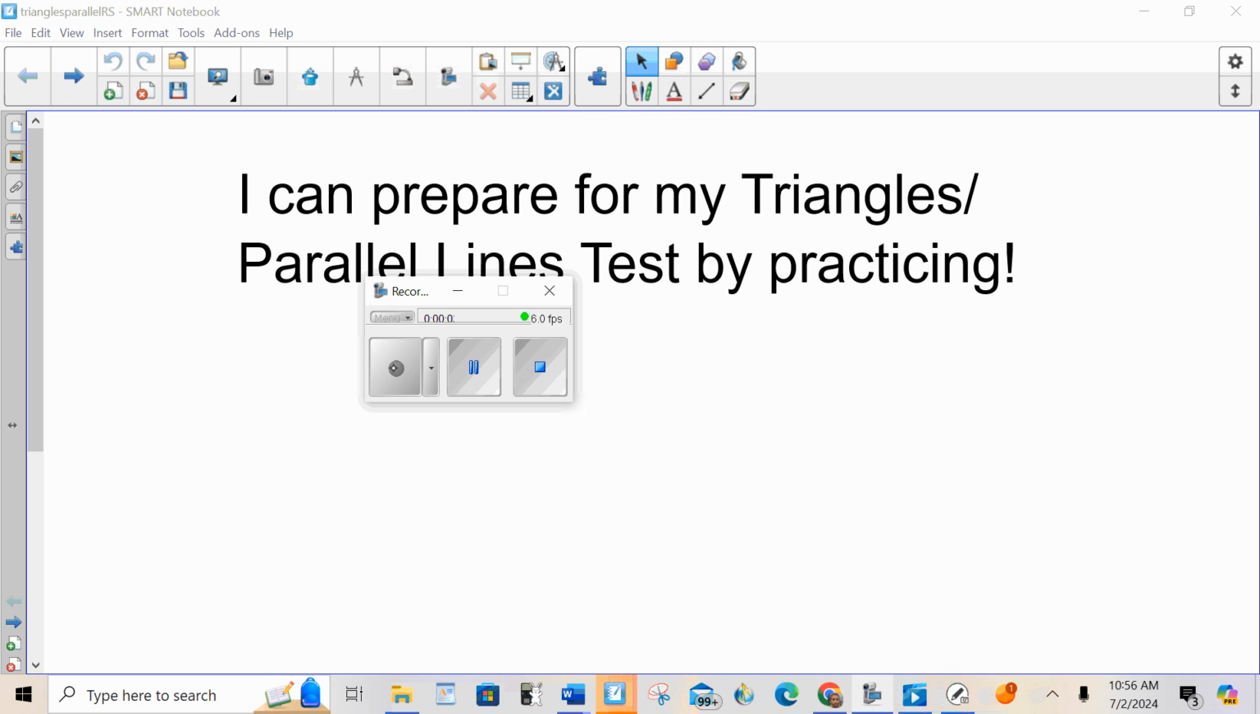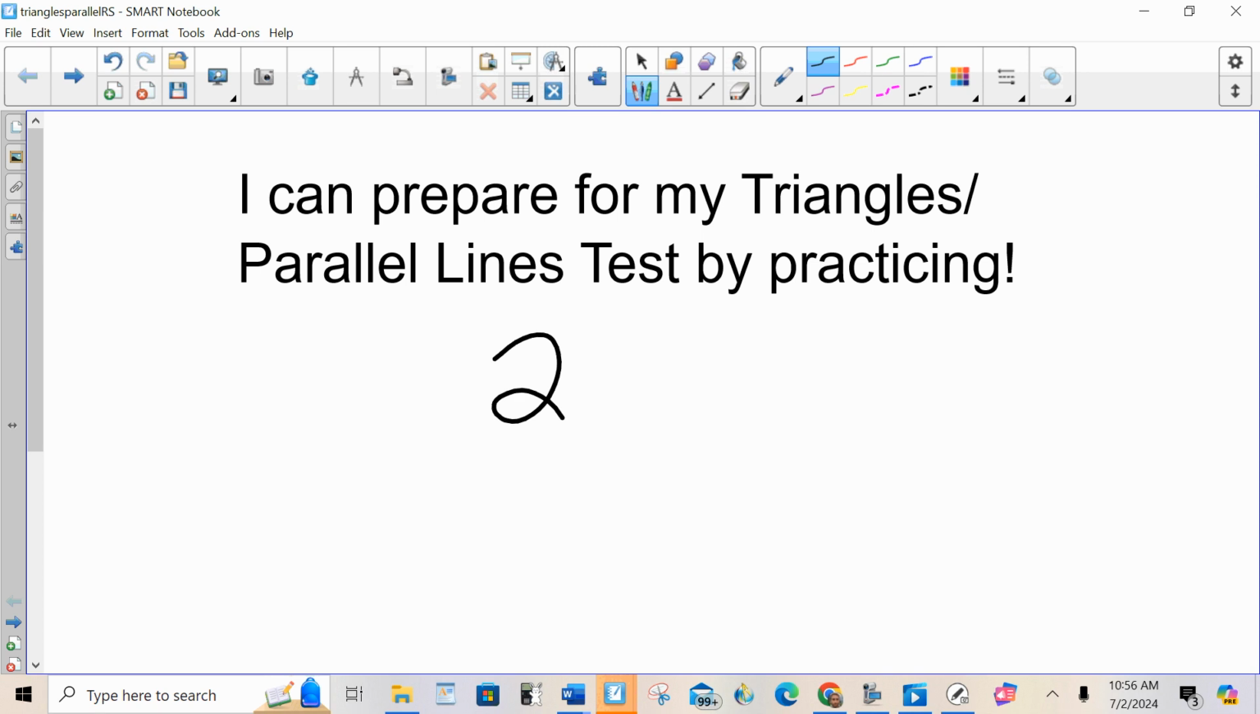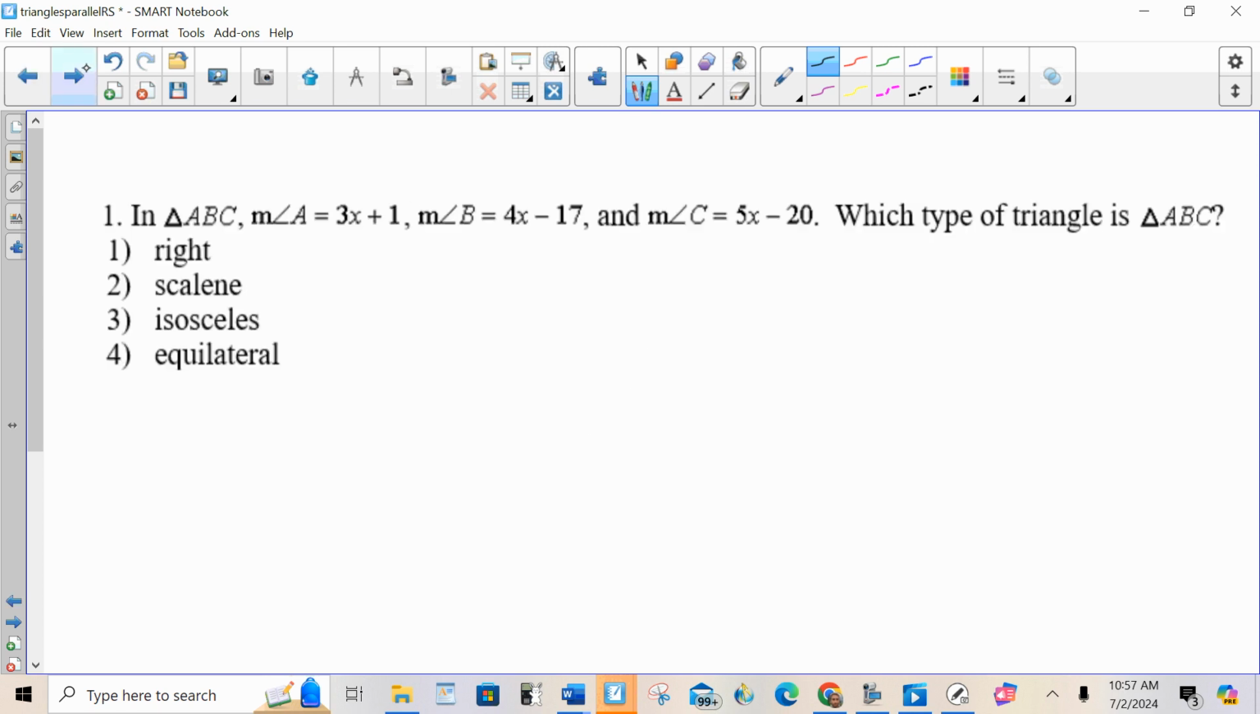Hello everybody. Today I can prepare for my triangle slash parallel lines test by practicing, and this is the 2024 version in case you're watching this in the future and the review sheet for whatever reason changes slightly. You're going to see everything that's going to be on your exam. There's basically two of each type of question on the review sheet, and one of each of those will be on your test. No surprises.